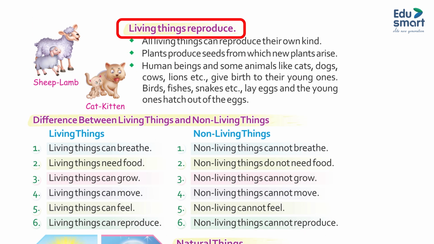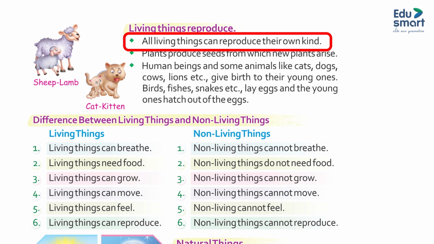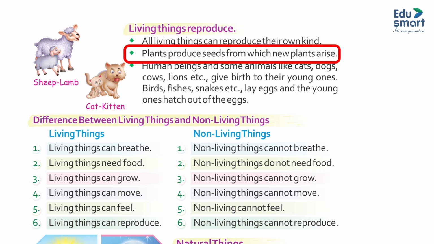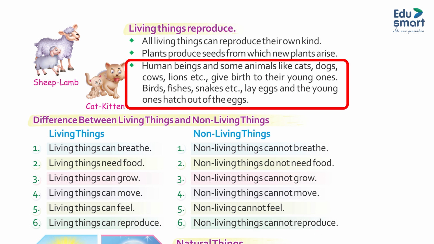Living things reproduce. All living things can reproduce their own kind. Plants produce seeds from which new plants arise. Human beings and some animals like cats, dogs, cows, lions, etc. give birth to their young ones. Birds, fishes, snakes, etc. lay eggs and the young ones hatch out of the eggs.